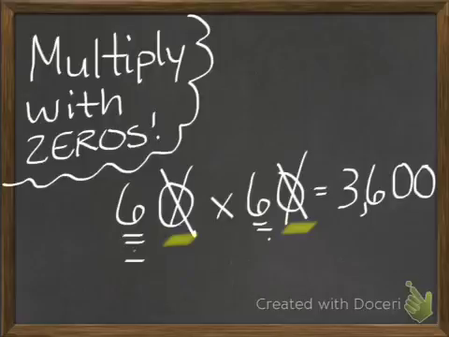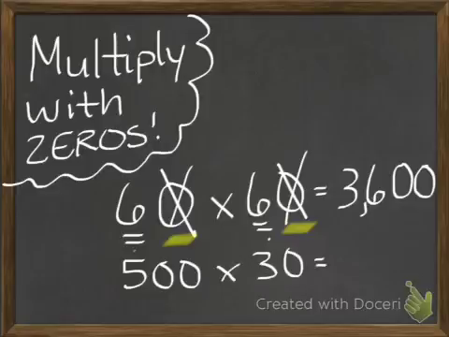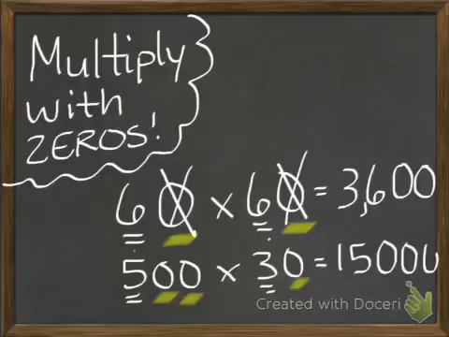Let's try another one. I have 500 times 30. Whoa. Remember, you look for only the digits that have value. In this case, they are 5 and 3. So 5 times 3 is 15. Write that in your answer. And figure out how many zeros were in the problem. Looks like 3. So I'm going to write 3 zeros in my answer. Put in my comma, and my answer is 15,000.